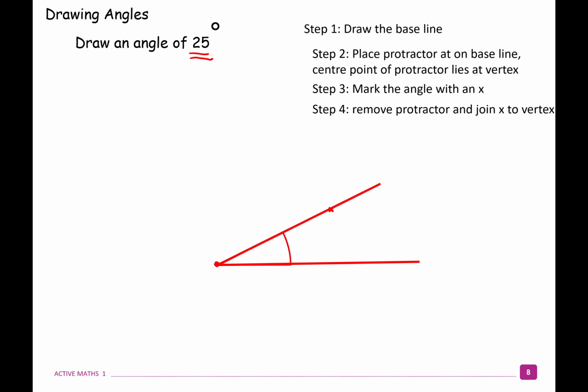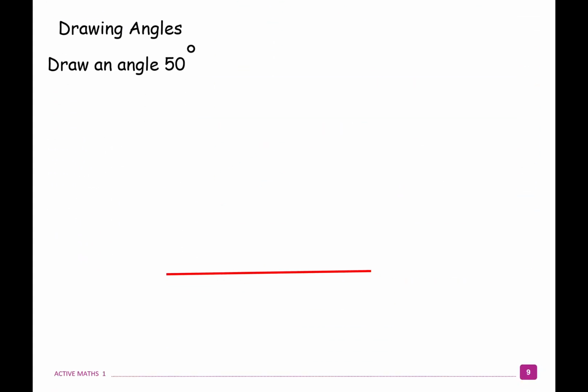Please pause and take down this example. Please ensure that you write down the steps to find and draw an angle. Let's try another one. Draw an angle of 50 degrees.